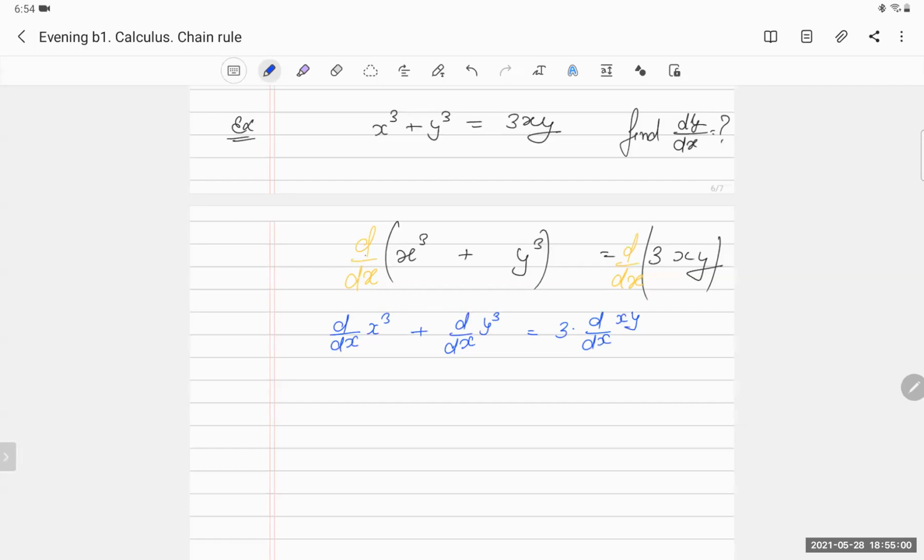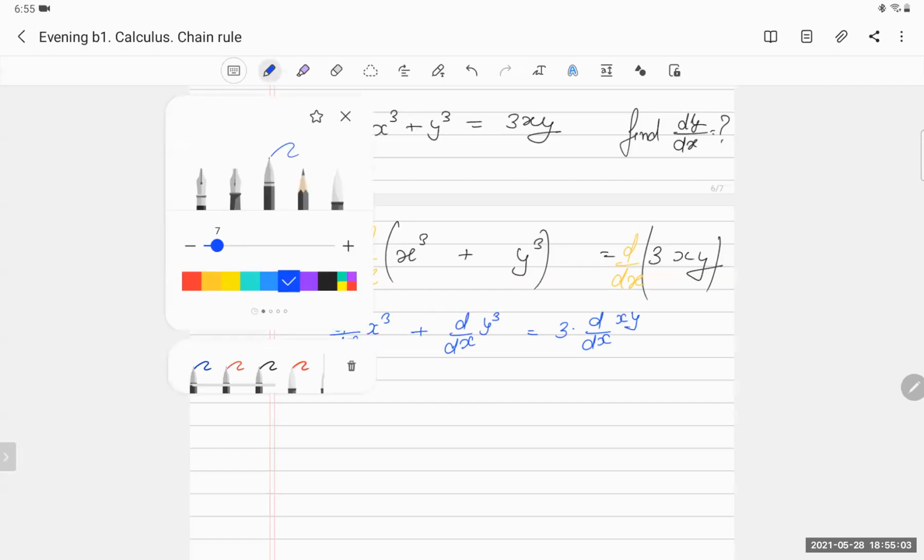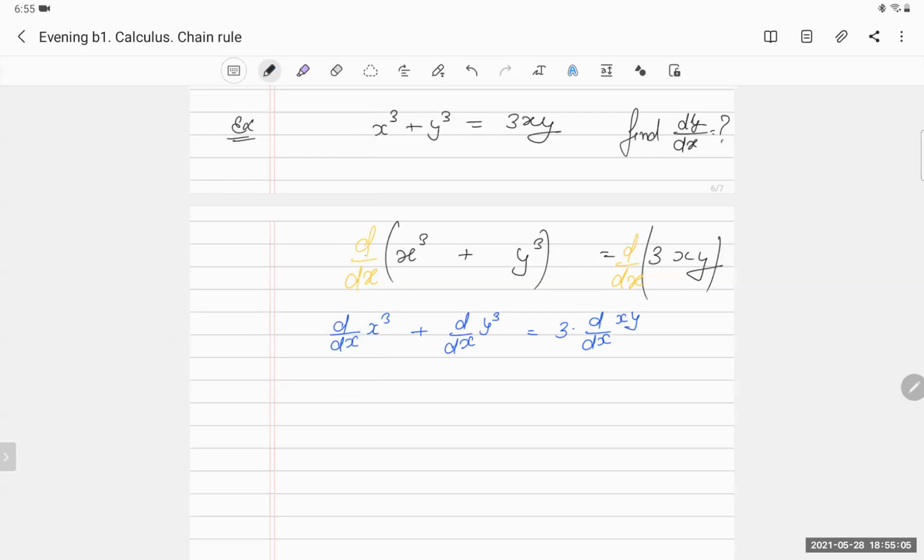Now see, the first term is very easy. First term is what? Sir, 3x square. 3x square. Above there is x and below also x, so it will become 3x square. Okay. Yes, sir. 3x square plus now. Sir, 3 y square. dy by dx. So see, y cube, so any function is getting power 3.